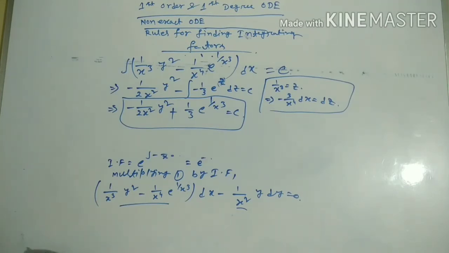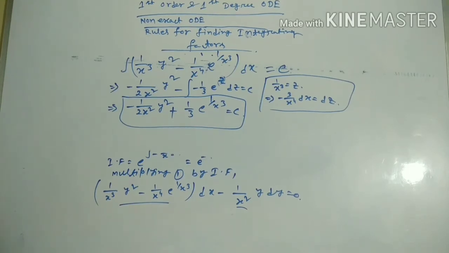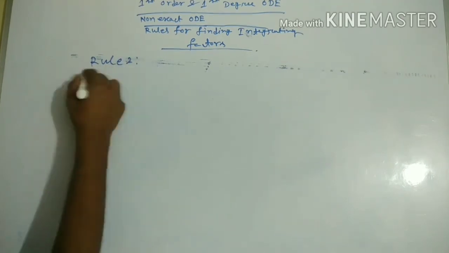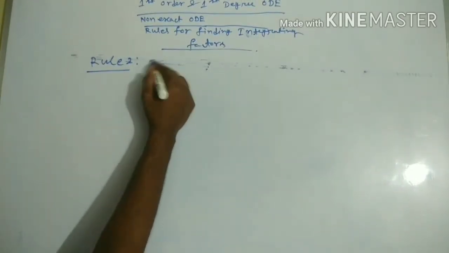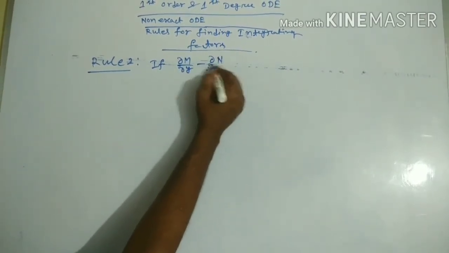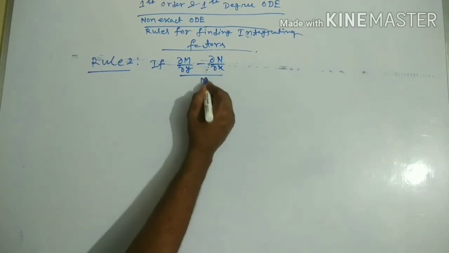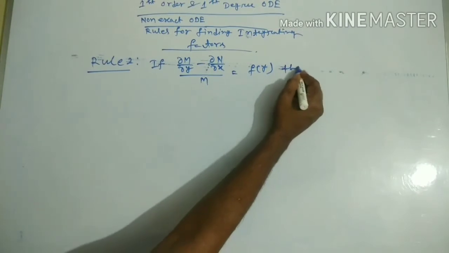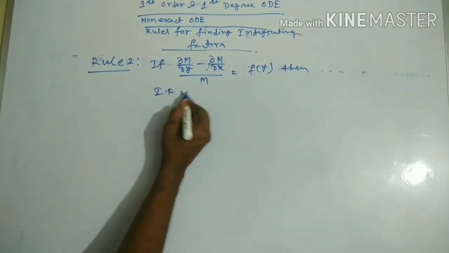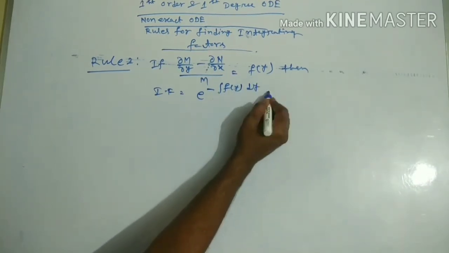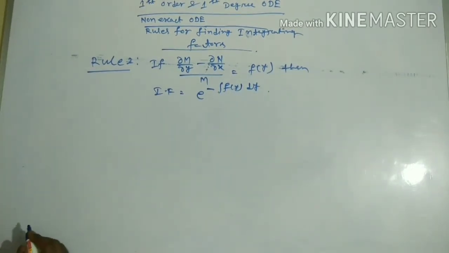Now I will discuss rule 2. So rule 2 states that if del M del y minus del N del x by M is a function of y alone, then the integrating factor will be e to the power minus integration of that function dy. Okay, now I will take an example for rule 2.